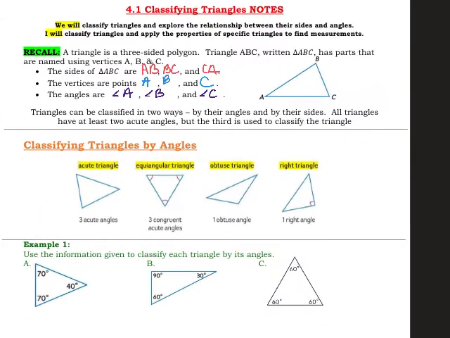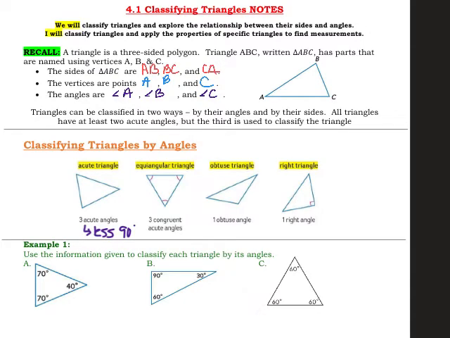All right, let's look at the angles of a triangle. So we have 4 different triangles we can classify based on the angles. You have acute triangle. That means all the angles are acute. What does acute mean? Less than 90, all right? So if they're all less than 90 degrees, it has to be an acute triangle.